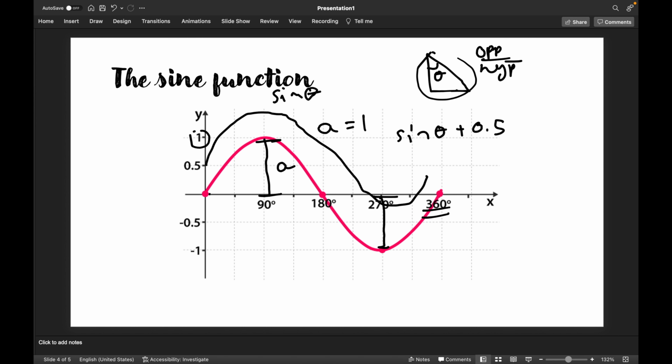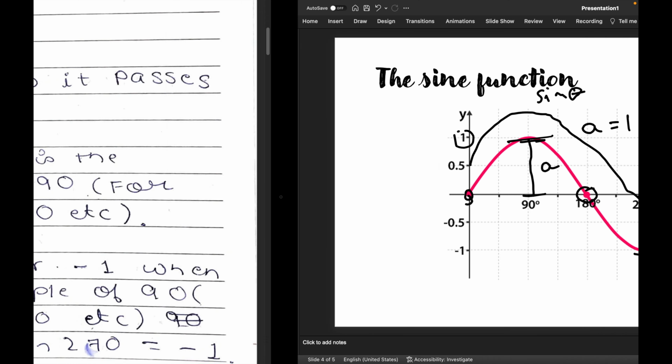For sine x, the value of y is 0 when x equals 0, x equals 180, and x equals 360. So you have 3 points where the displacement from the equilibrium, or the x-axis, is 0. And then you have 2 maximum points. This is the feature of a sine function.